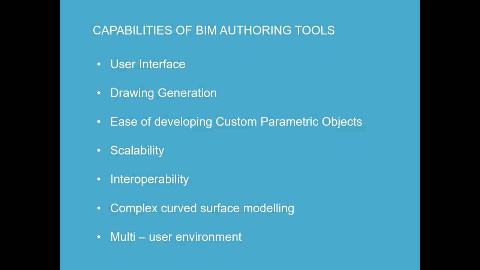Now let's see the capabilities of BIM authoring tools. So a BIM authoring tool will have a particular type of user interface. Then you can create drawings using these BIM authoring tools. Then you can create parametric objects. Do you know what parametric objects are? Okay, objects having certain types of parameters.